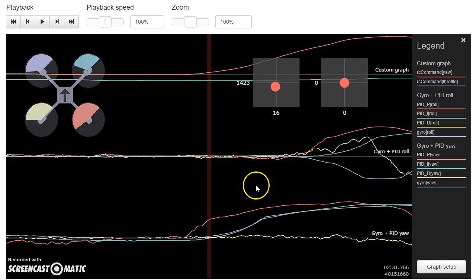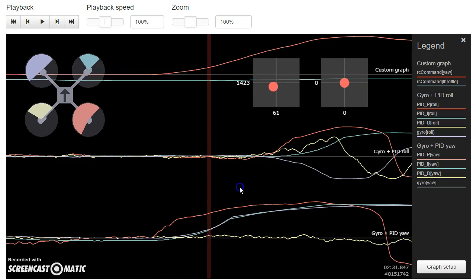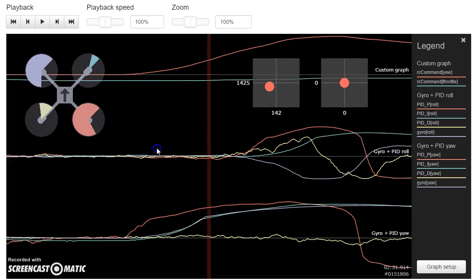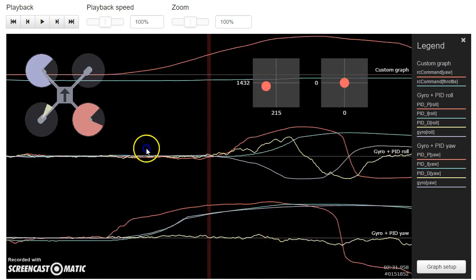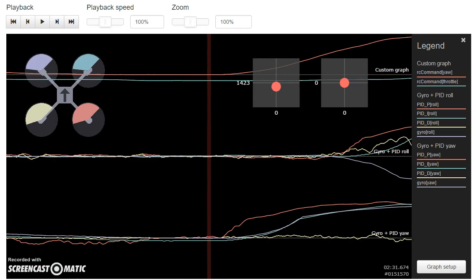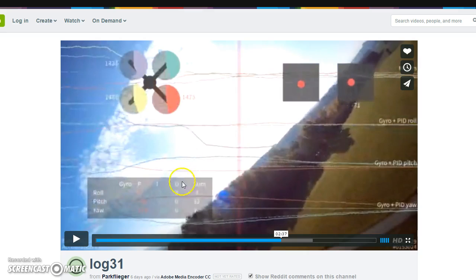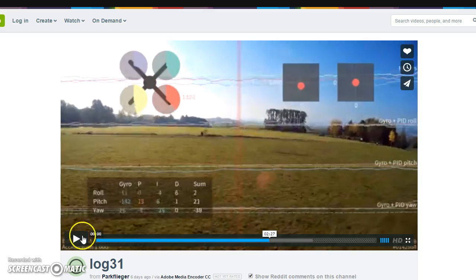So here is that move. I believe it's that same move. I have up here on the top yaw and throttle. Is that the same move? I thought you punched the throttle. I'm pretty sure it's got to be the same move. Let's look here. Let me turn the volume back on.